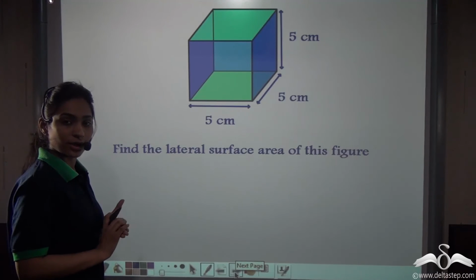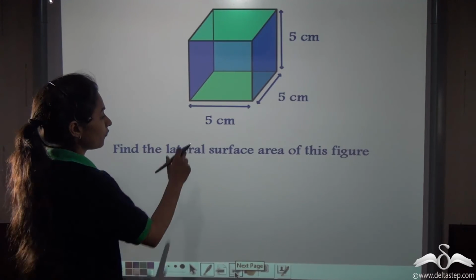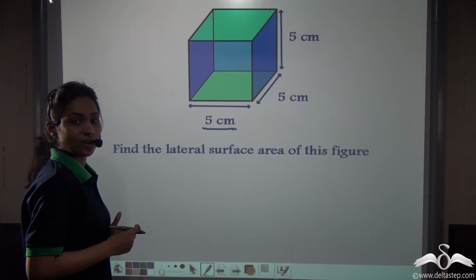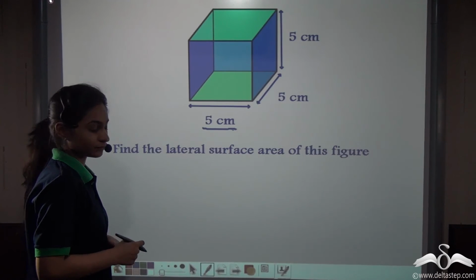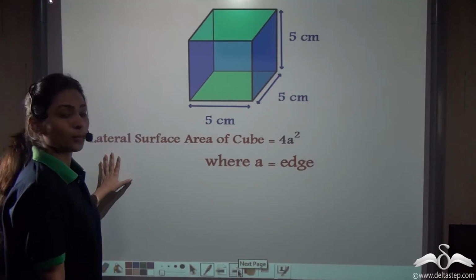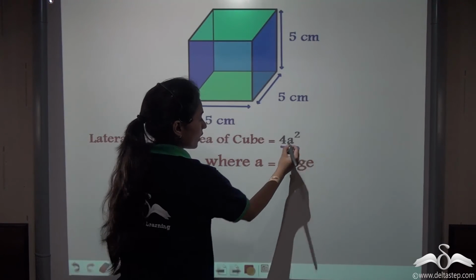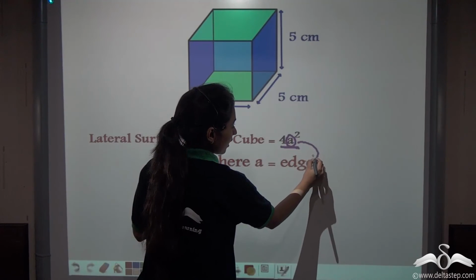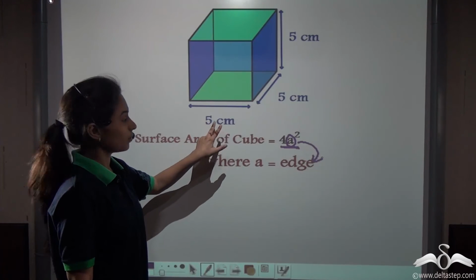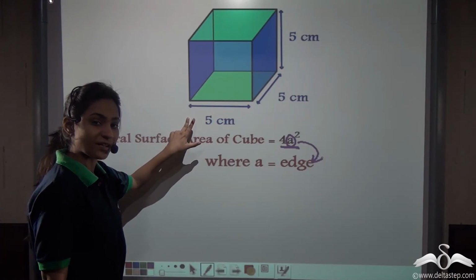Now you know how to calculate lateral surface area of a cube. Now here we have been given a cube with the edge 5 centimeter. Find the lateral surface area of this figure. Now we know that the lateral surface area of a cube is what? 4a square, where this a represents the edge. Now here the edge is clearly stated as 5 centimeter, because the length, breadth and height here are the same. So the edge is 5 centimeter.